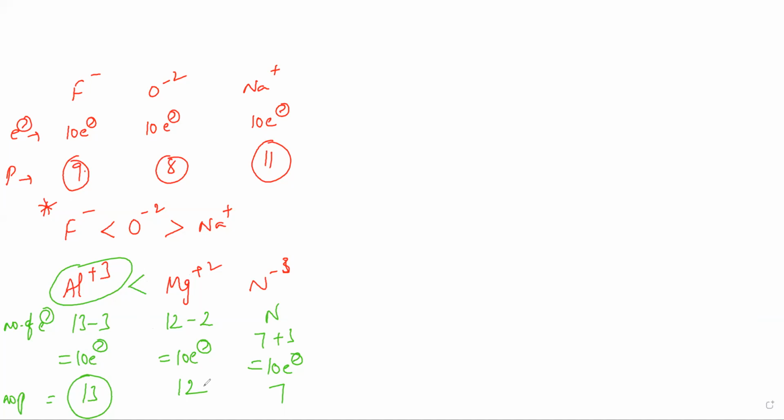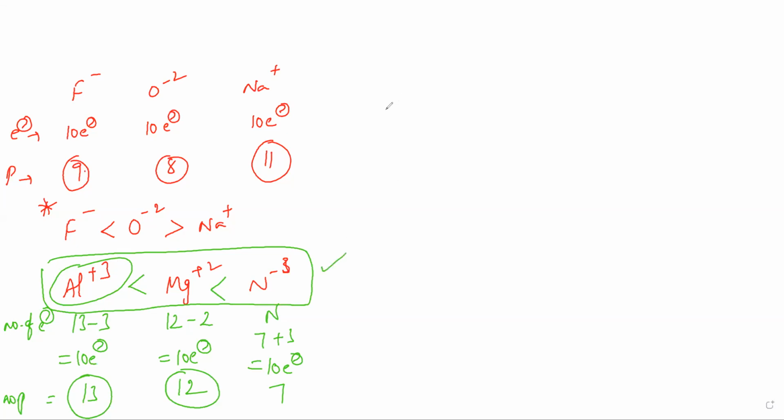And Mg+2 has 12 protons, and the nitride ion has 7 protons. Whose effective nuclear charge is more again here? Magnesium. So it can pull the electrons more strongly than nitrogen. So the magnesium ion will have a lesser ionic size than the nitride ion. So this order will be correct: Al+3 is less than Mg+2, which is less than N-3.